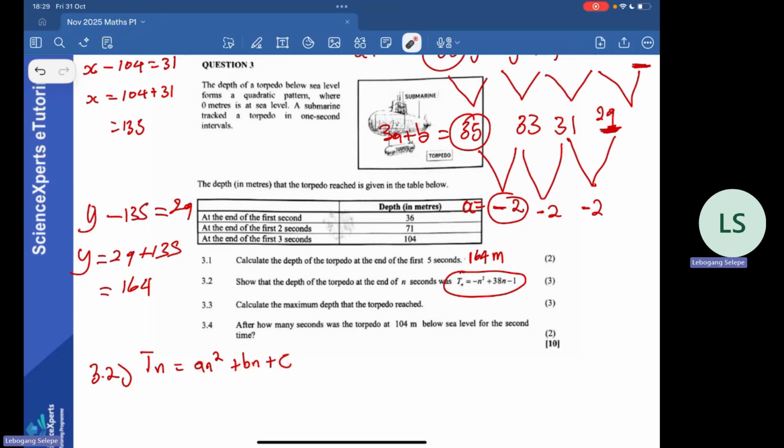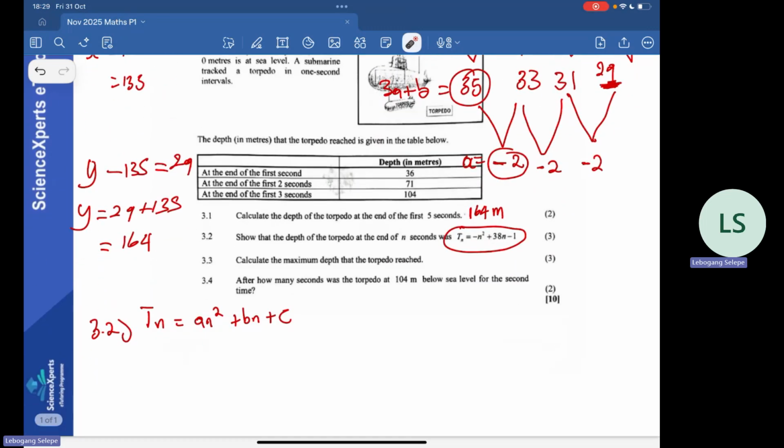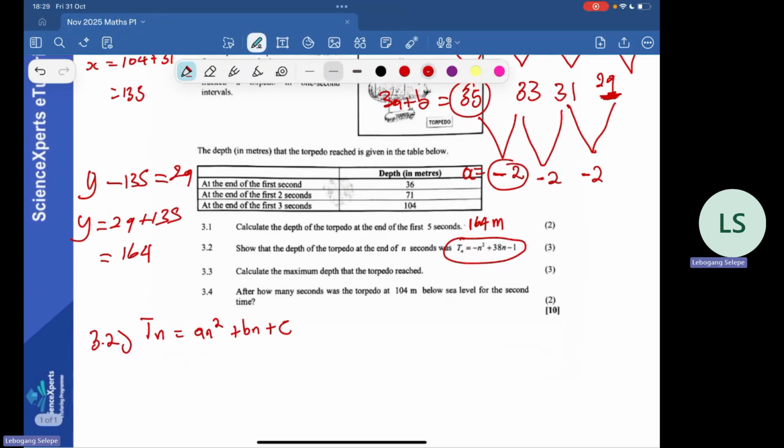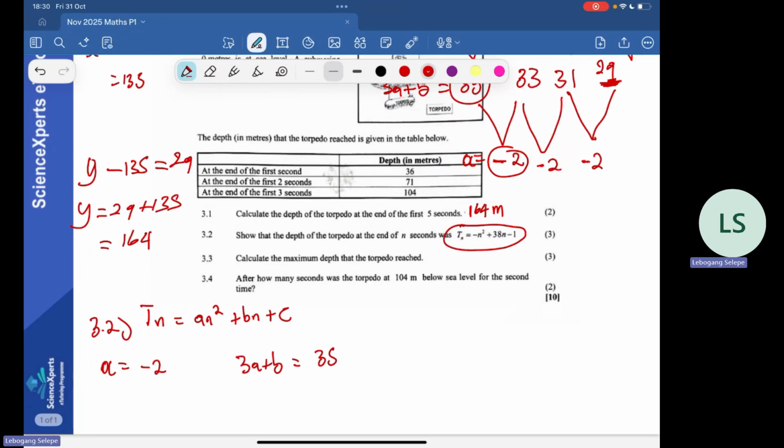We're going to start with A. Once we've got A, we move up and find B. Once we've found B, we move up and find C. So let's start with A. Already we know that A is equal to -2. Then 3A plus B is equal to 35. So with A as -2, I can say 3 into -2 plus B is equal to 35. This would give me the value of B. 3 times -2 is -6, so that would be 35 plus 6.